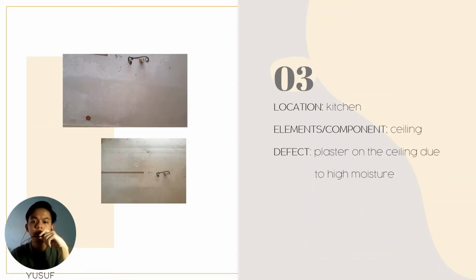The element is ceiling. The defect description is plaster on the ceiling comes off due to high moisture, and possible causes may be plumbing leaks, softened building materials due to trapped moisture, or heavy plaster that has been applied with many layers. So the remedies is locate the source of the leaks and stop it by attaching something to the leaks or remove and replace it.